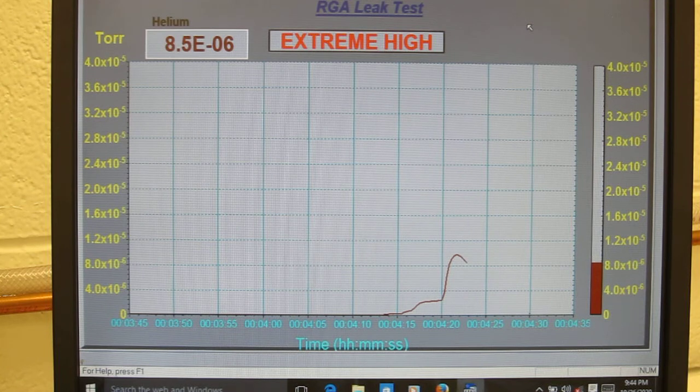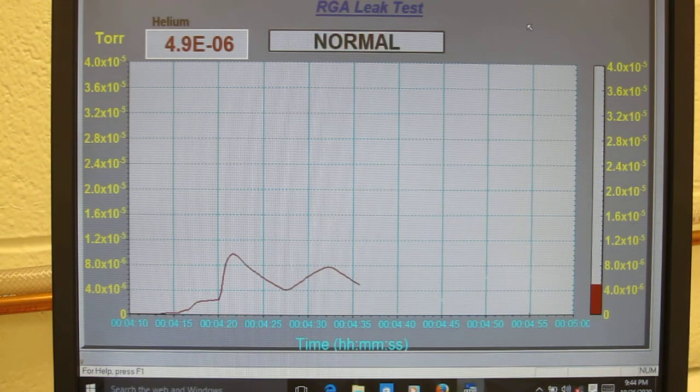If I pull away the helium, it begins to go back down. Bring the helium near the leak, it starts to rise again. Pull it away, and it goes back down. And we found our, potentially at least, we found our leak.